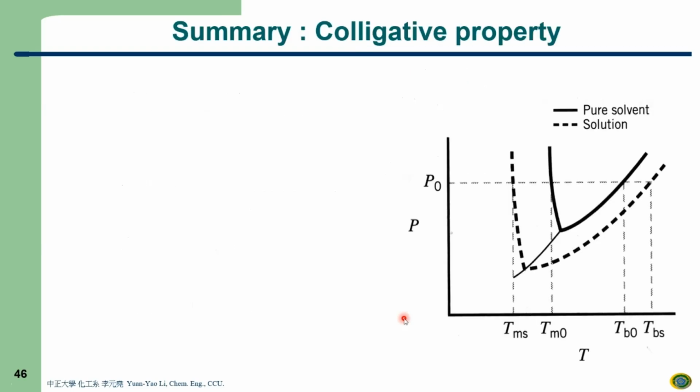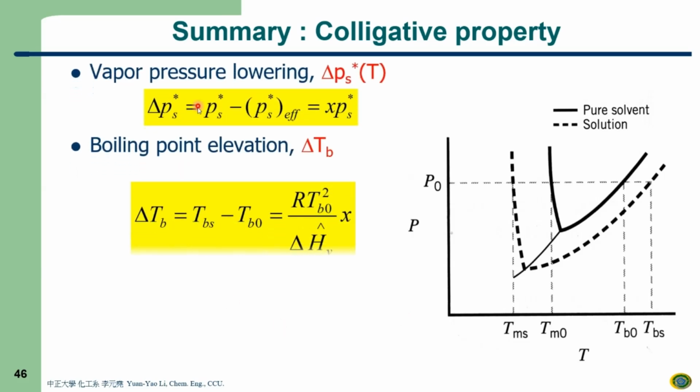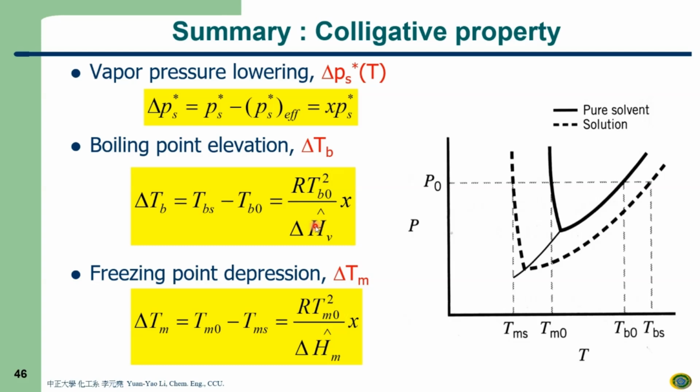So the summary is the colligative property is the vapor pressure lowering, right? Don't worry about these equations. I will give you these equations, but you need to know the definition. So lowering the vapor pressure, increasing the boiling point, decreasing the melting point. Okay?